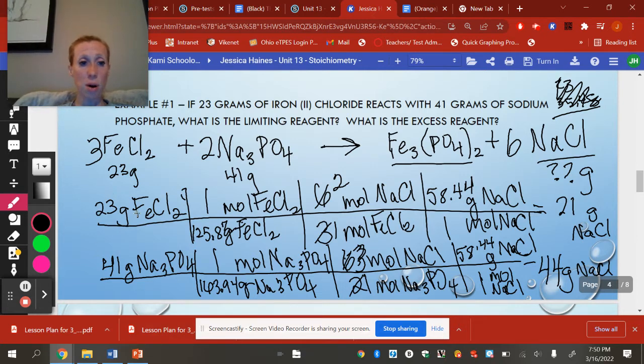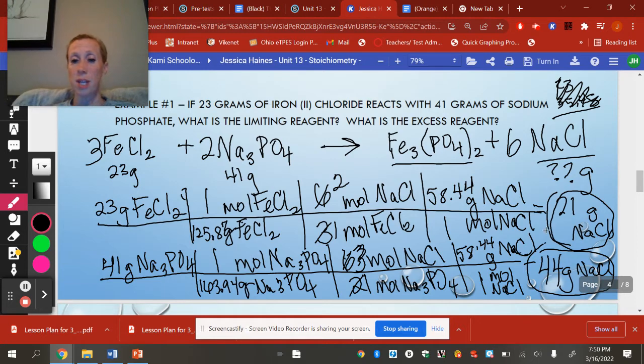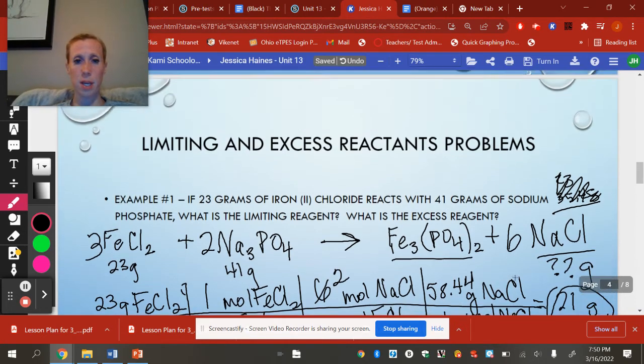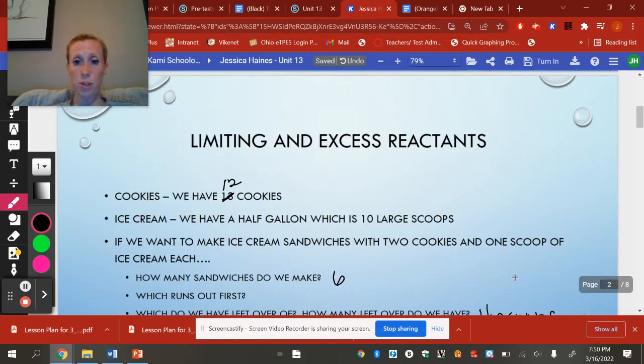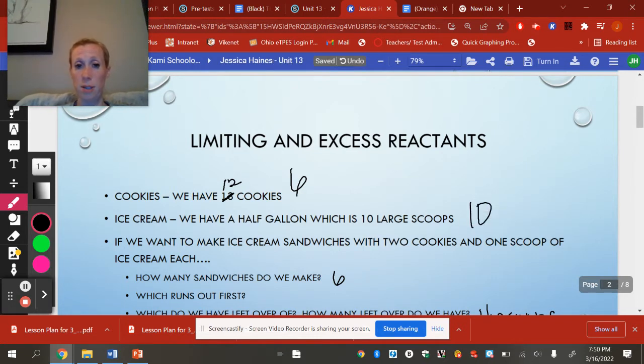So if I use up all 23 grams of FeCl2, all the sodium chloride that I'm going to make is 21 grams. If I use up all the 41 grams of the Na3PO4, I'm going to be able to produce 44 grams of NaCl. So just like the cookies and the ice cream situation, according to my cookies, I can make 6 ice cream sandwiches because I need 2 per sandwich. But according to my ice cream, I could make 10. Which one limits the amount of sandwiches I get out? The one that produces less of the product.